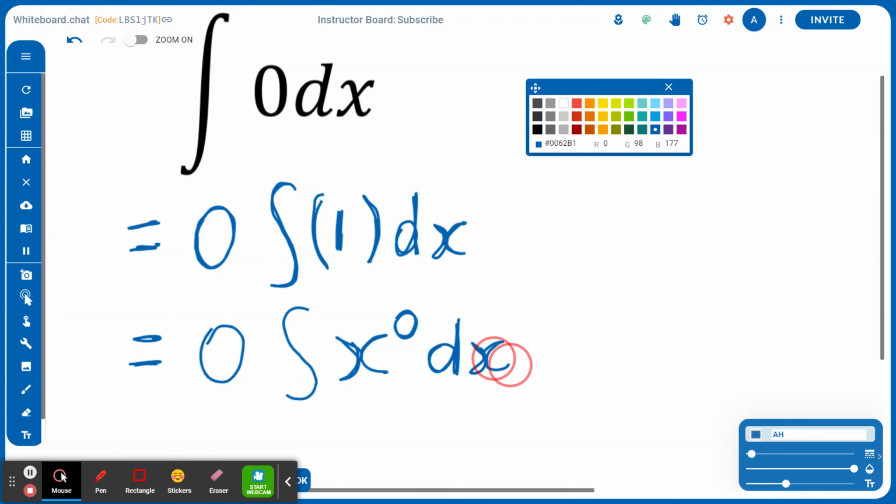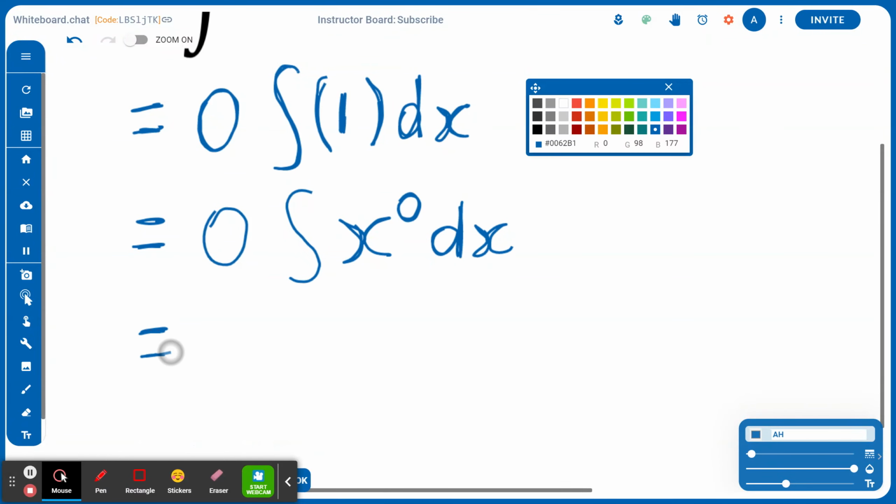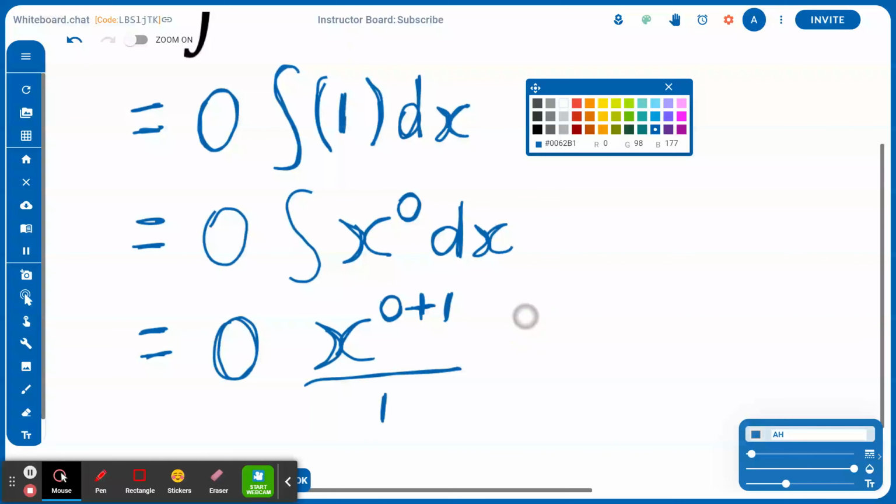Now, what happens when you take the antiderivative of x to the power of 0? Again, you're going to look at the exponent. You can add 1 to it. So it's going to be x to the power of 0 plus 1, which is basically 1, divided by the new exponent, which is 1. And don't forget, you're adding a constant. You're looking for infinitely many cases and not one case.